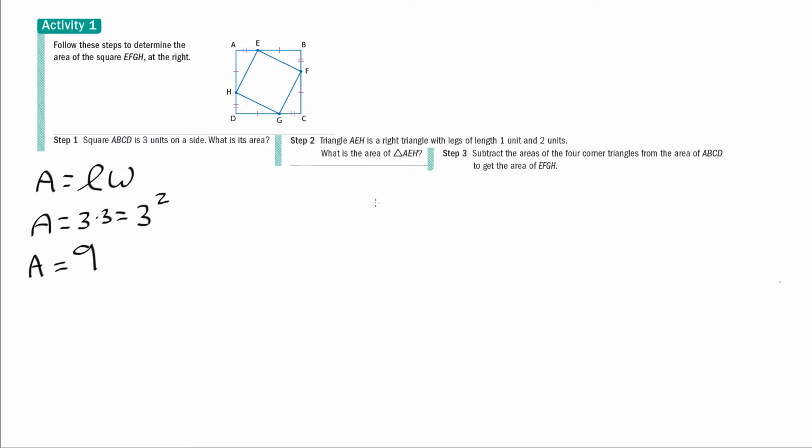Step 2. Triangle AEH is a right triangle with legs of length 1 unit and 2 units. What is the area of AEH? Well, the area of a triangle is equal to 1/2 the base times height. We know the lengths of the two legs, so 1 is the base, 2 is the height, so the area of the triangle is equal to 1/2 times 1 times 2, which is equal to 1.